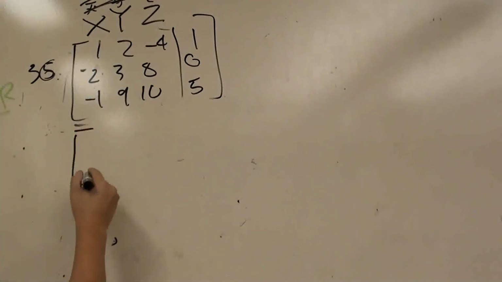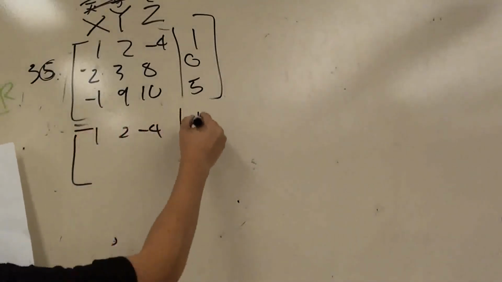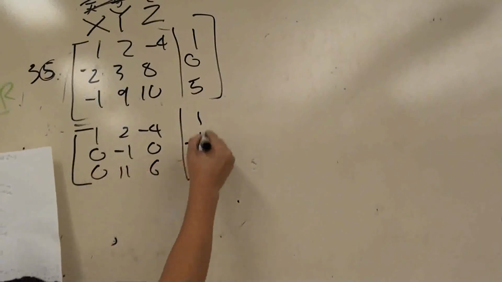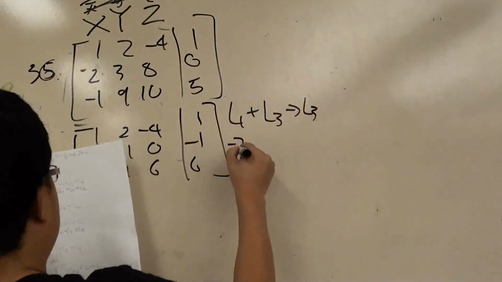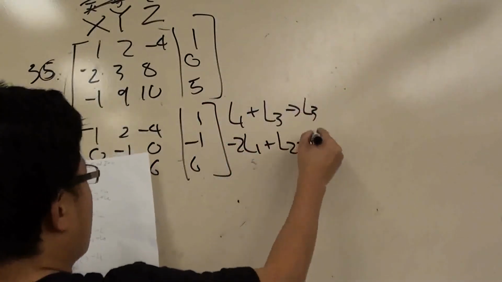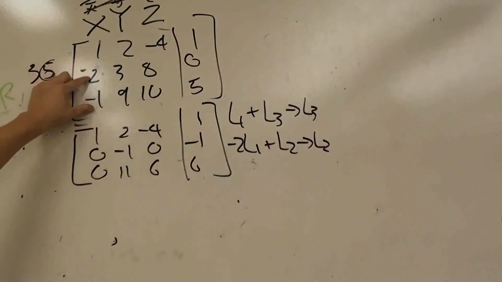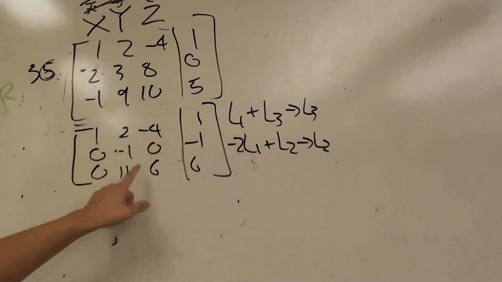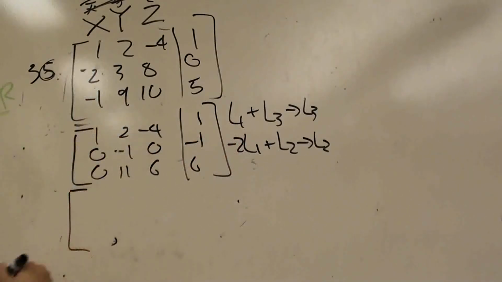So anyways, let's start simplifying this. And we can go: 2, -4, 1, 0, -1, 0, -1, 0, 11, 6, 6. L1 plus L3 equals L3. -2 L1 plus L2 equals L2. The reason why I did that is because I'm happy with line 1, the leading coefficient. The competitors, got to get rid of them. You can do that using this. And the rest is just doing the same steps as we've been doing before. I don't want to get too repetitive.